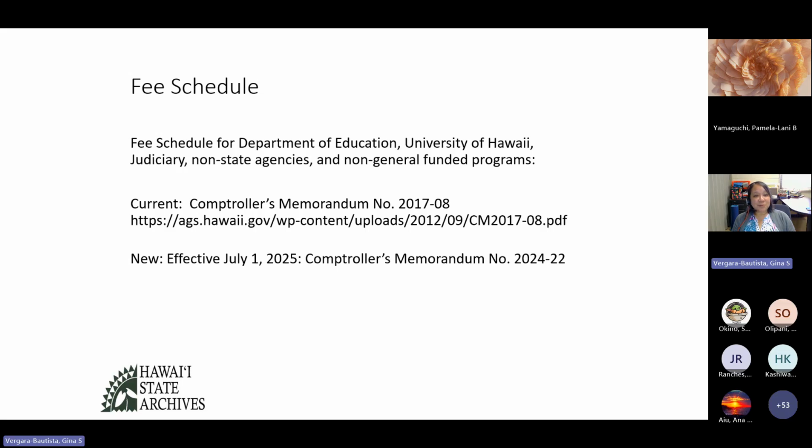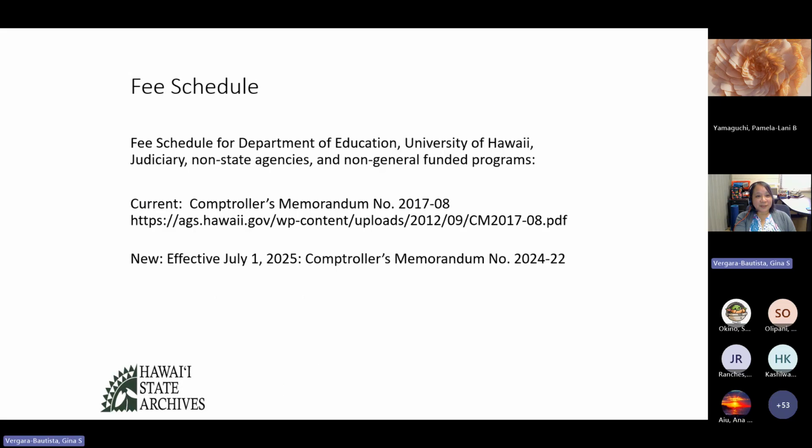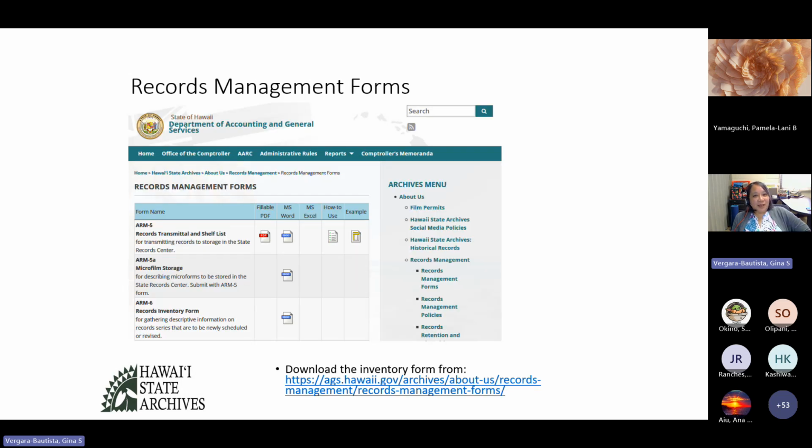These are the two comptroller's memos, and I did send them to you so you know that it's not free for some of our agencies. But for most of you, general funded ones, definitely free. Please use our services.